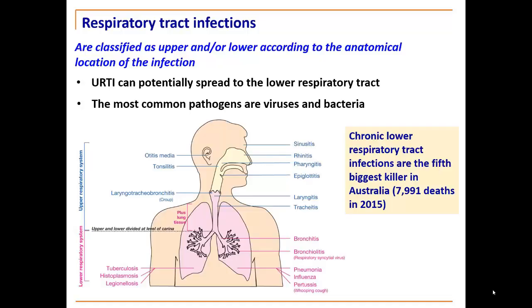And chronic lower respiratory tract infections are the 5th biggest killer in Australia, with just under 8,000 deaths in Australia in 2015. And it's often due to a Streptococcus pneumoniae infection.